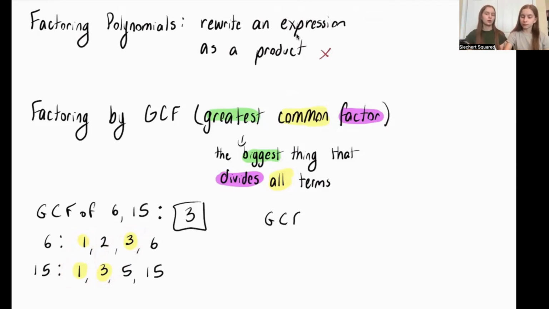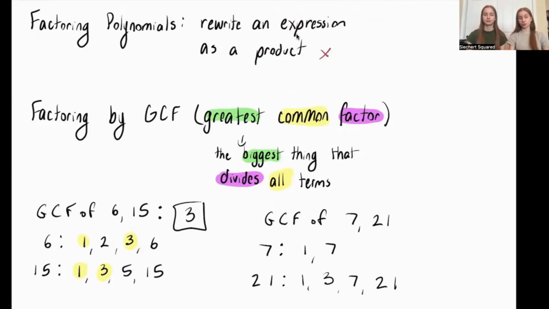Looking at another one, let's say we're looking at 7 and 21. We're going to follow the same steps. We're just going to list all of the numbers that 7 can be divided by. In this case, there's not a lot of numbers that do that. 1 goes into 7, 7 goes into 7. And then if you look at 21, 1 goes into 21, 3 goes into 21, 7 goes into 21, and 21 also goes into 21.